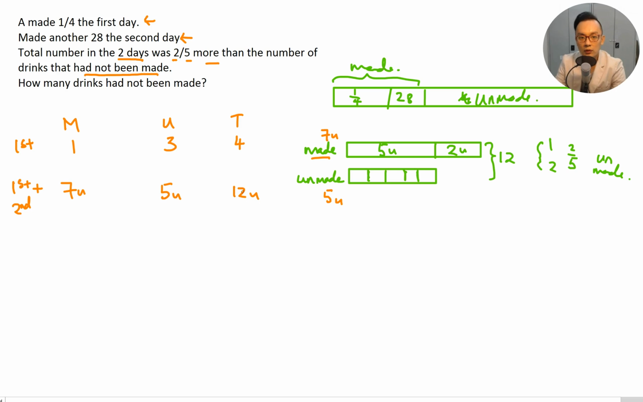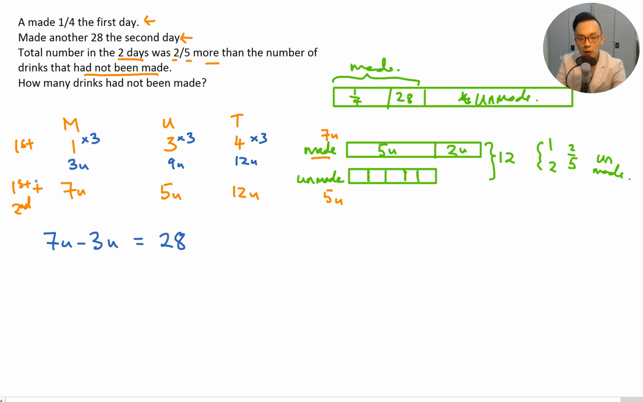So I need to make my total the same because these two are the same totals. So therefore I need to multiply by 3. So it's 12 units multiply by 3. So it's 3 units, 9 units, 12 units. Now, I know I made 28 in the second day. My first day is 3 units made. Second day it's 7 units made. Therefore, 7 units minus 3 units is actually equals to my 28.